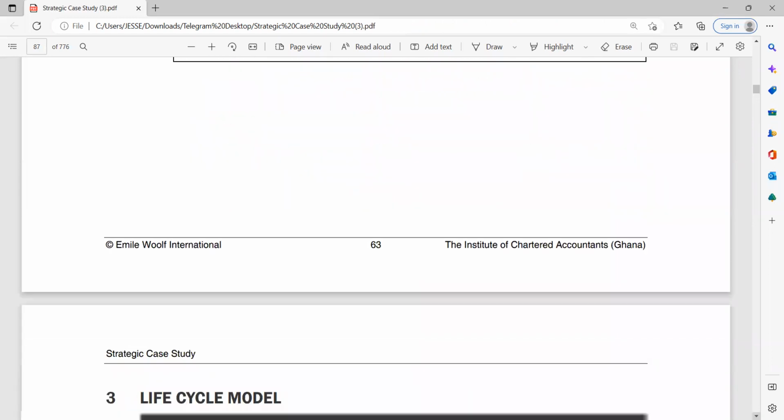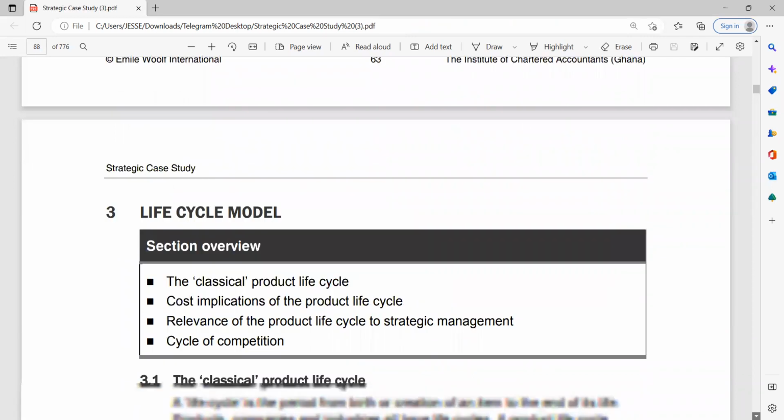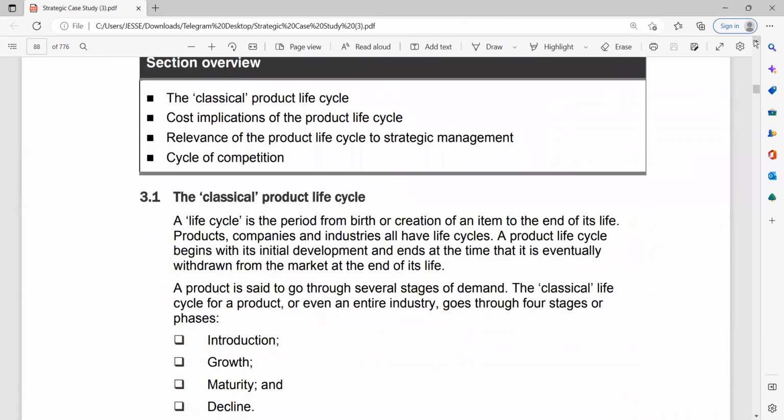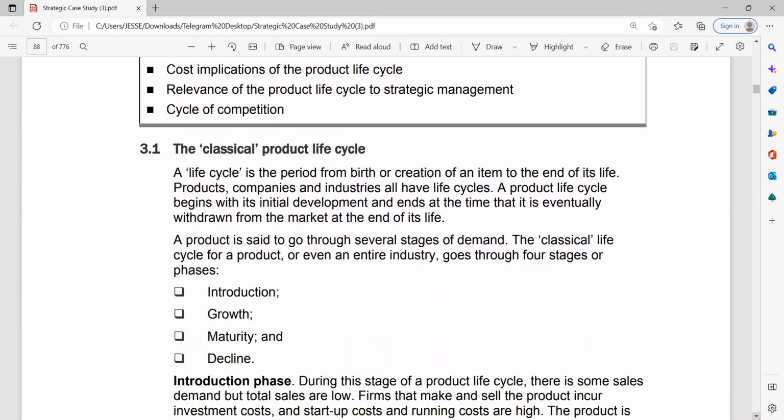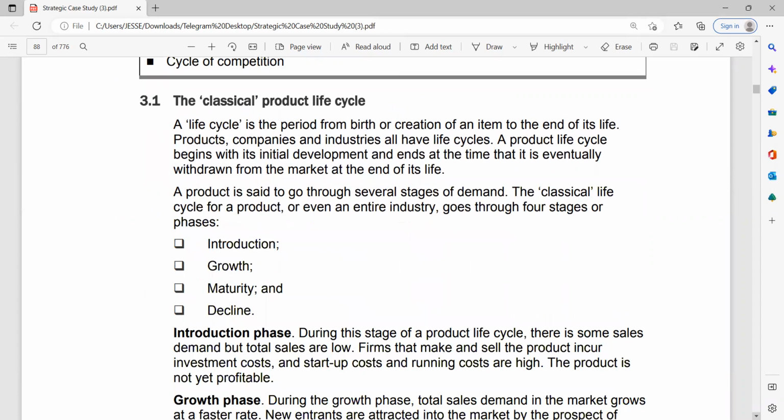So that's an example, by the way. Now we would be talking about the life cycle model, right? We'll be talking about the classical product life cycle. I'm sure you've heard about this. We're talking about the cost implications of the product life cycle, the relevance of product life cycle to strategic management, and then the cycle of competition. I'll introduce this briefly, and then in our next lecture, we would talk about product life cycle in much more detail.